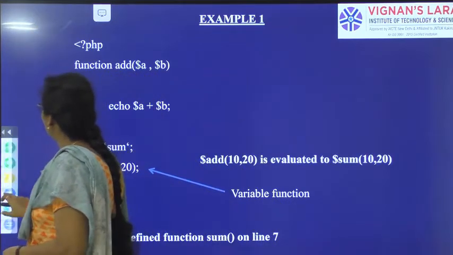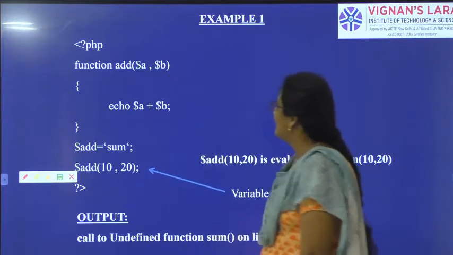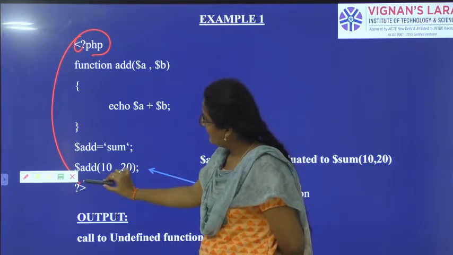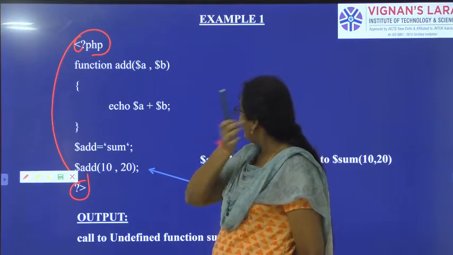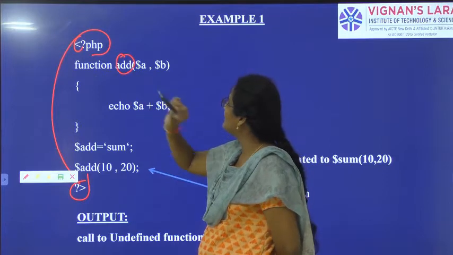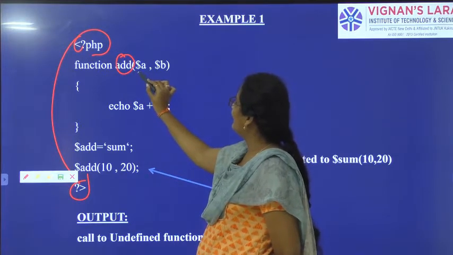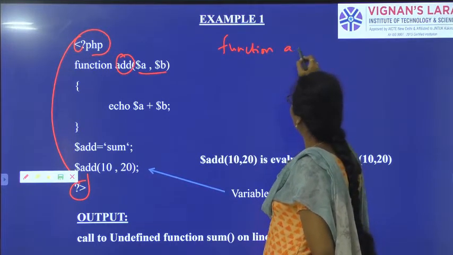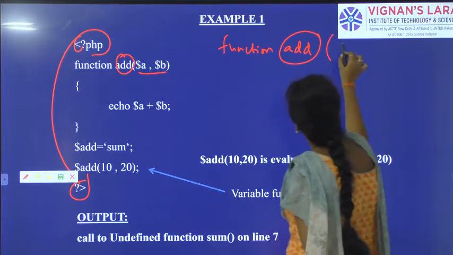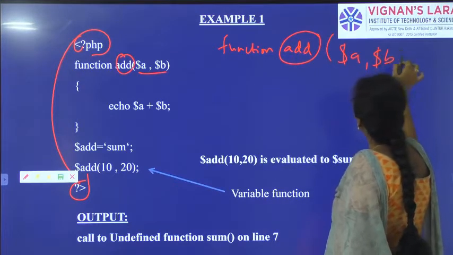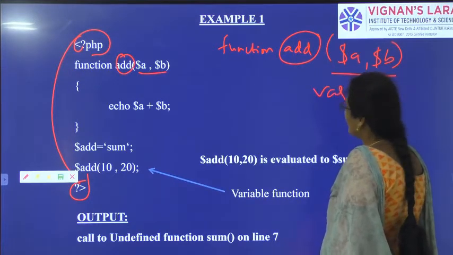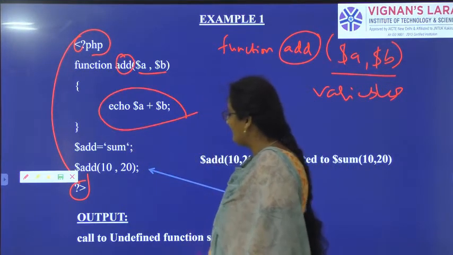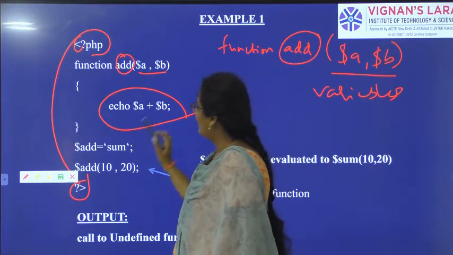In this you can see what a variable function is. Here we have created a PHP program. We have taken the function, function name is add, and we created the variables $a and $b. These parameters are variables also. Then I want to add this a and b and print the output.